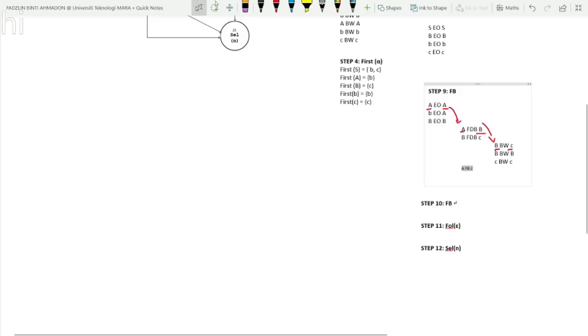Oh, what happens to the font? It's okay. Next, because A, EOA, A, FDBB, and B, BWB, it means A, FB, uppercase B. Next, B, EOA, A, FDBB, and B, BWC, it means lowercase b, FBC. Then B, FB, uppercase B, and finally B, EOB, B, FDBC, and C, BWC, therefore lowercase c. So this is our FB relation.